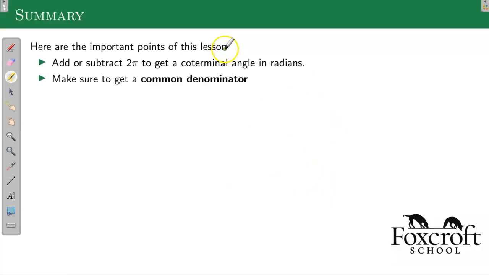So here are the important things to remember. Add or subtract 2 pi, a full revolution in radians, to get your coterminal angles. Always make sure you get a common denominator. Nine times out of 10, it's going to be a 2, a 3, a 4, or a 6 on the bottom, which is 4 pi, 6 pi, 8 pi, and 12 pi. All these are equal to 2 pi. So you're basically just doubling the number on the bottom to make it 2 pi. But make sure you get that common denominator before you start adding and subtracting these radian measurements.